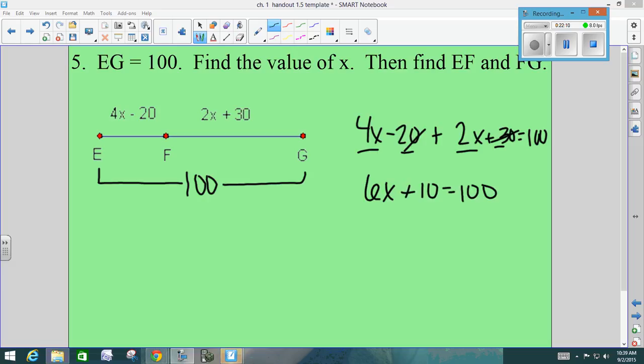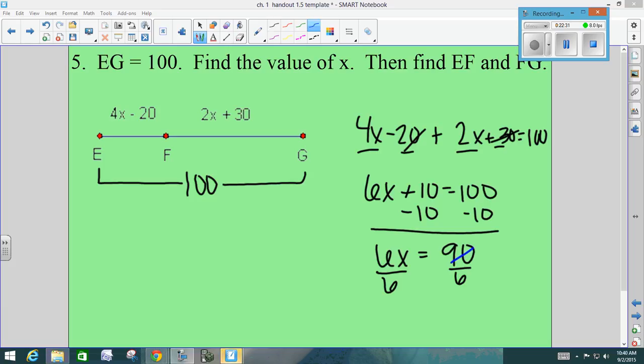How do you move 10 to the other side? You subtract it over. 100 minus 10? 90. How do we get rid of the 6? Divide. And if you don't know that off the top of your head, what can you do to this fraction? Make it smaller. 3 goes into 90 how many times? 30. How many times does 3 go into 6? Okay, now it becomes 30 over 2. What's 30 divided by 2? 15. If you were too lazy to get out your calculator, you can do that.